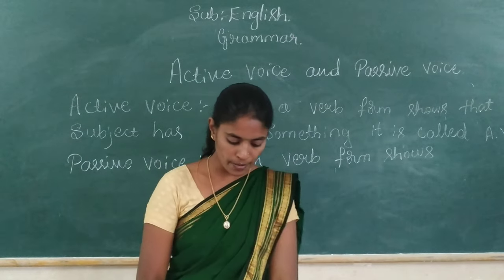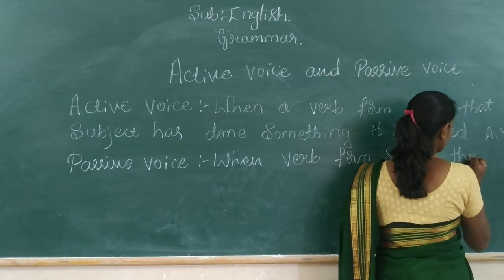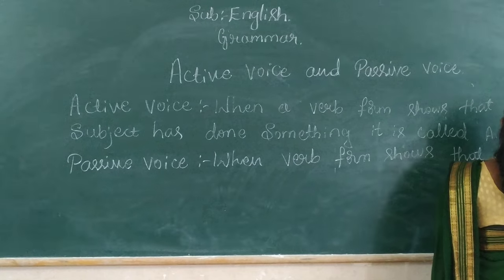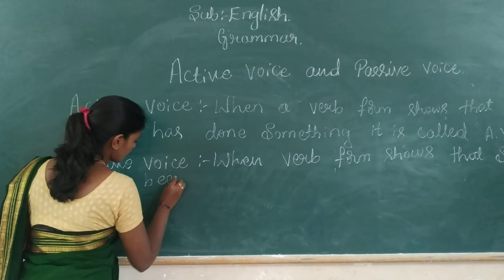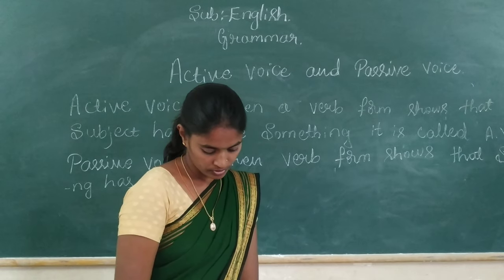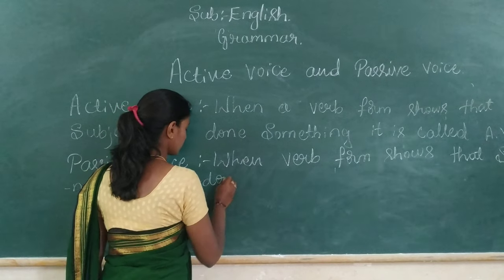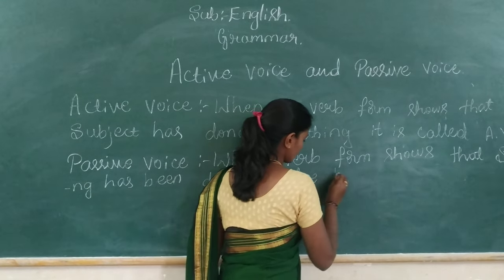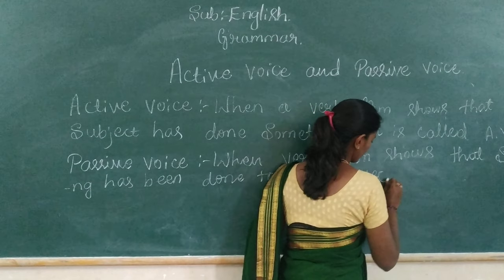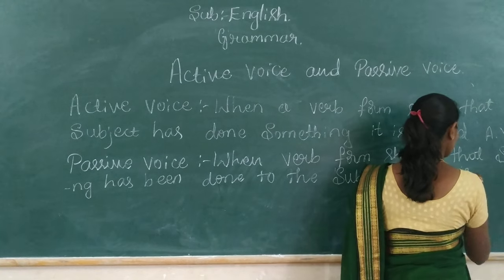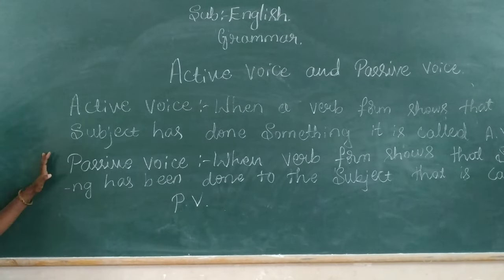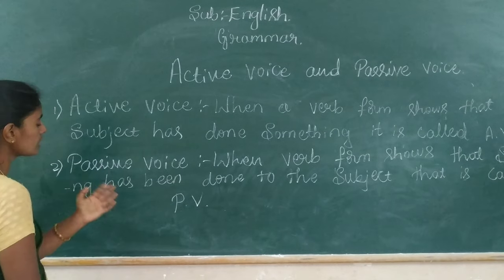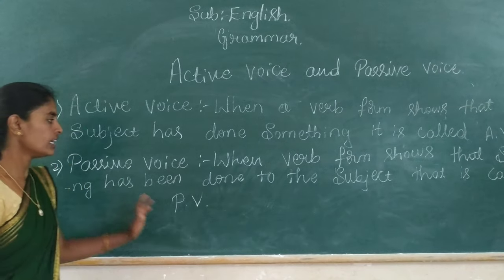When a verb form shows that something has been done to the subject, that is called passive voice. Understand? So, passive voice means, when a verb form shows that something has been done to the subject, that is called a passive voice.